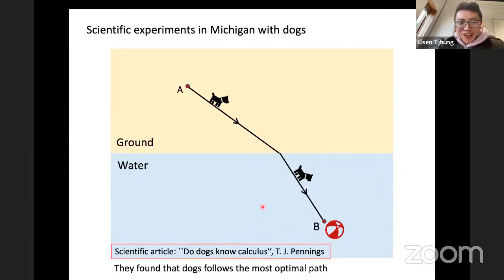If you want to know more about this experiment, there is an article on the internet by this mathematics professor, Pennings, with the title "Do Dogs Know Calculus?"